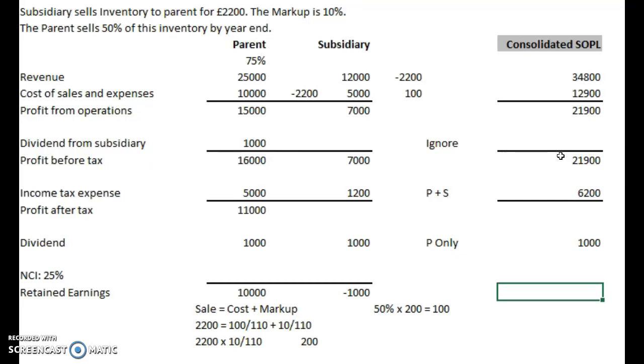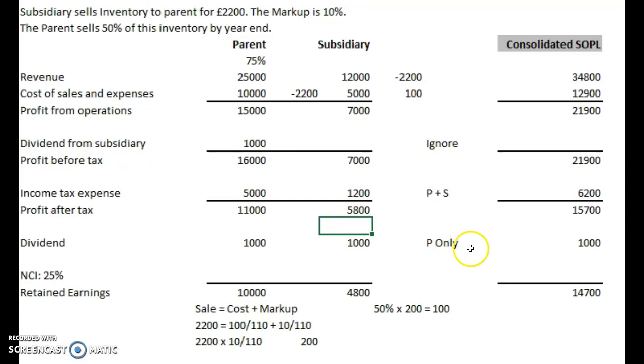If there wasn't an NCI, let's put this profit after tax figure in. Profit before tax less the tax is 15,700. If there wasn't an NCI, it would just simply be this less this, 14,700. However, there is an NCI, so the NCI is going to want their proportion of the profit after tax, which I will just put in here. 5,800.